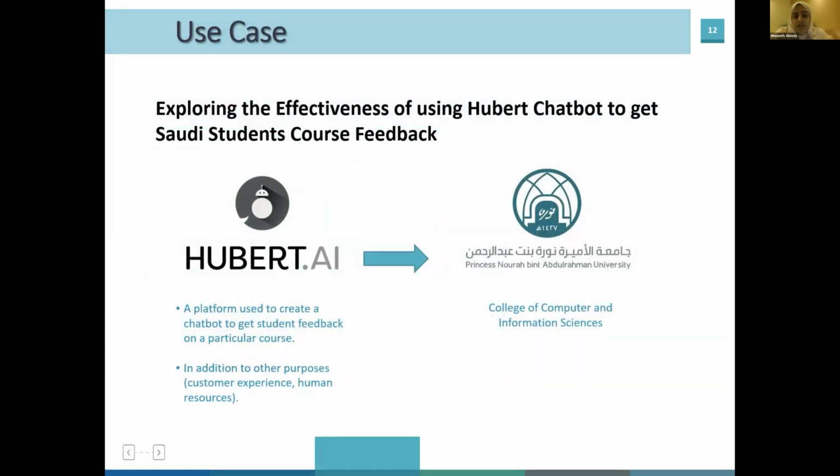In our use case here in Saudi Arabia, we explore the effectiveness of using the Hubert chatbot to get Saudi students' course feedback. We use the Hubert platform, which is a platform used to create a chatbot to give student feedback on a particular course, in addition to other purposes like getting customer experience or human resources. The use case was conducted at Princess Noorah University in the College of Computer and Information Sciences.